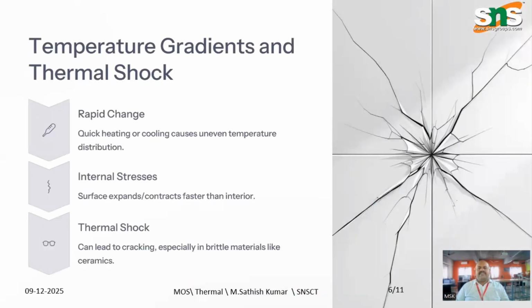Next, temperature gradients and thermal shock. Rapid change, that is quick heating or cooling, causes uneven temperature distribution. Anything which is gradually heated will produce gradual stresses. When it is heated quickly, the effect on the material is more. The internal stresses arise because the surface expands or contracts faster than the interior. Thermal shock can lead to cracking, especially in brittle materials like ceramics.